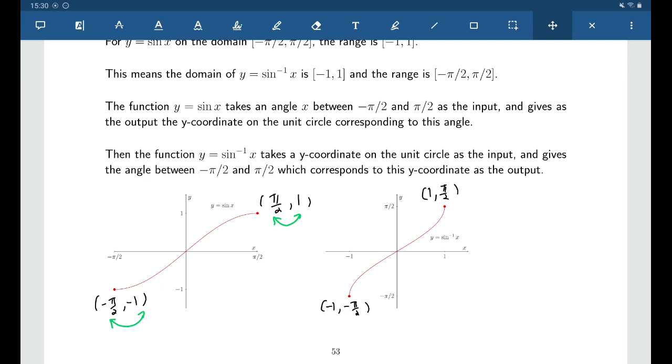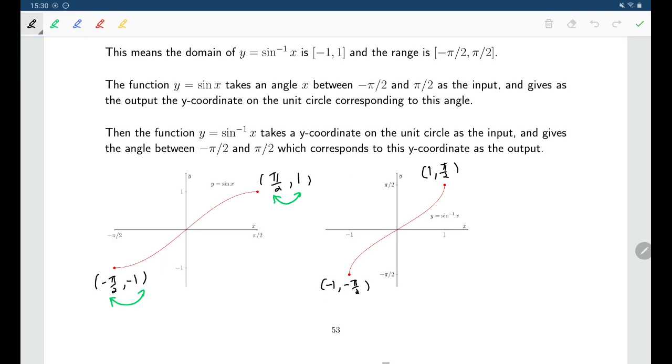Also to note here that for our trig function and the inverse trig function, as usual, it's switching the domain and the range. So for sine here, we had our domain restricted from negative pi over 2 to pi over 2. And so for inverse sine, the range was from negative pi over 2 to pi over 2. For sine, the range was from negative 1 to 1. And that means for inverse sine, the domain is from negative 1 to 1.